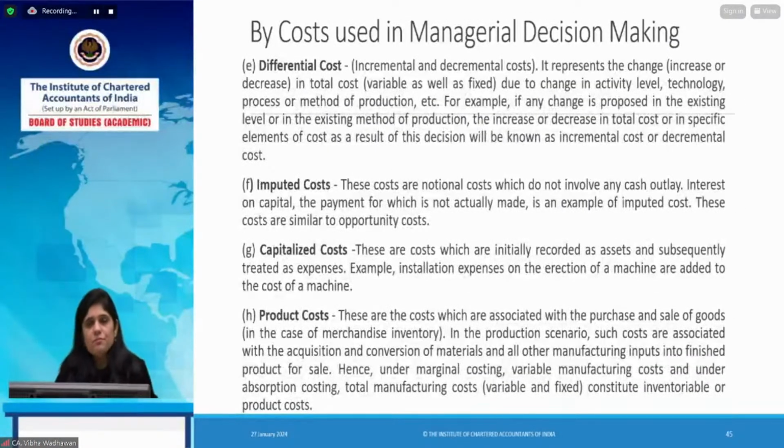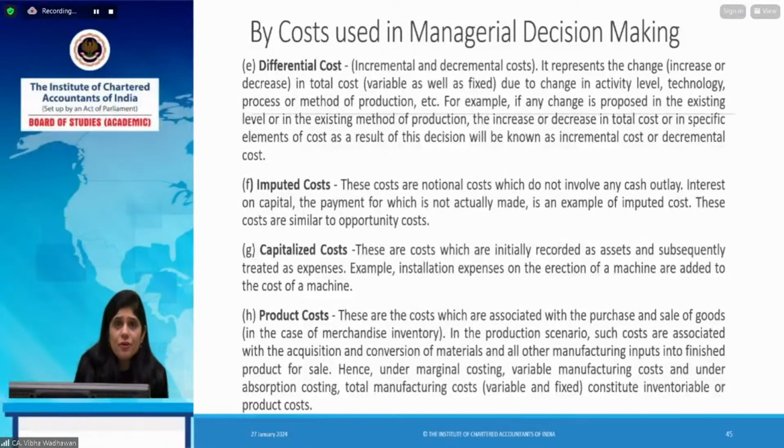Differential cost. See, differential cost is, let us say I have changed the technology of the product. All right. So earlier the cost was rupees 10,000. Now I have changed the technology of the product. Now the cost is 12,000. So differential, how much is the difference? Earlier it was 10, now it's 12. Difference is 2,000.